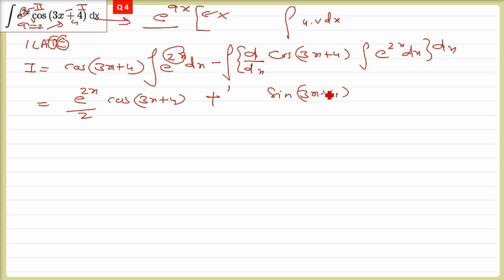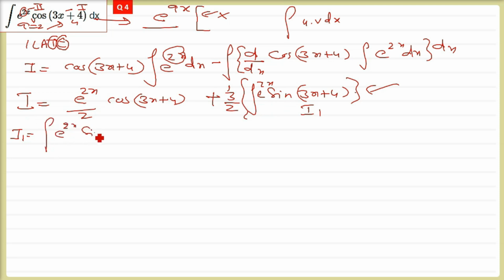When you differentiate this, 3 will also come out. So 3 I am bringing outside. e^x will be e^x divided by 2, and that 2 I'm bringing outside as a constant. Now e^x sin(3x + 4) is again an integration of this type only. So let us call it I1. We will integrate this I1 and we'll replace it later. So this I1 is the integration of e^x sin(3x + 4), and this has to be integrated.